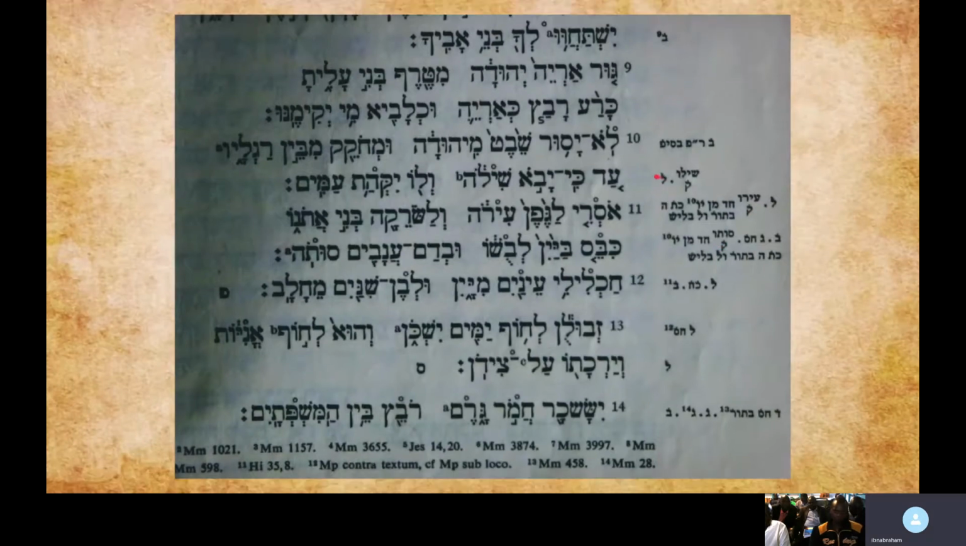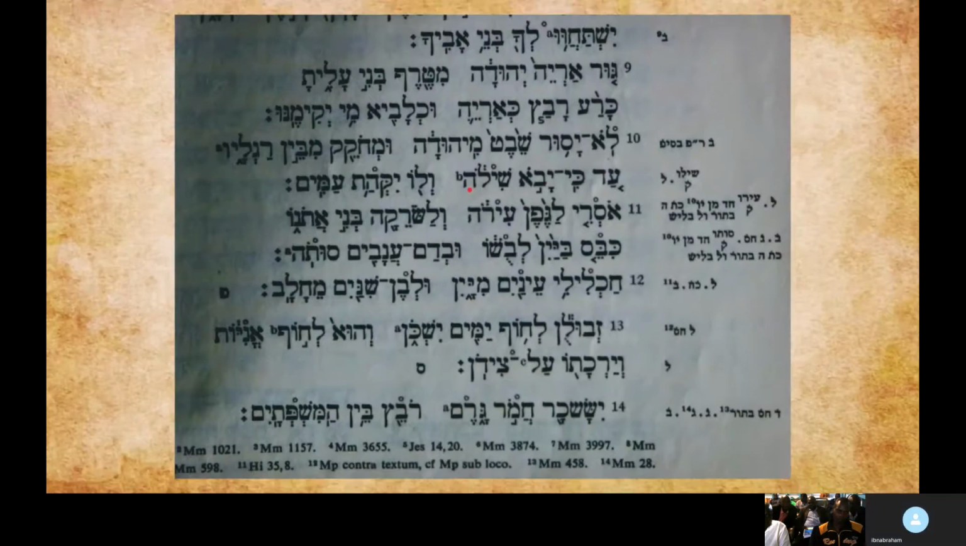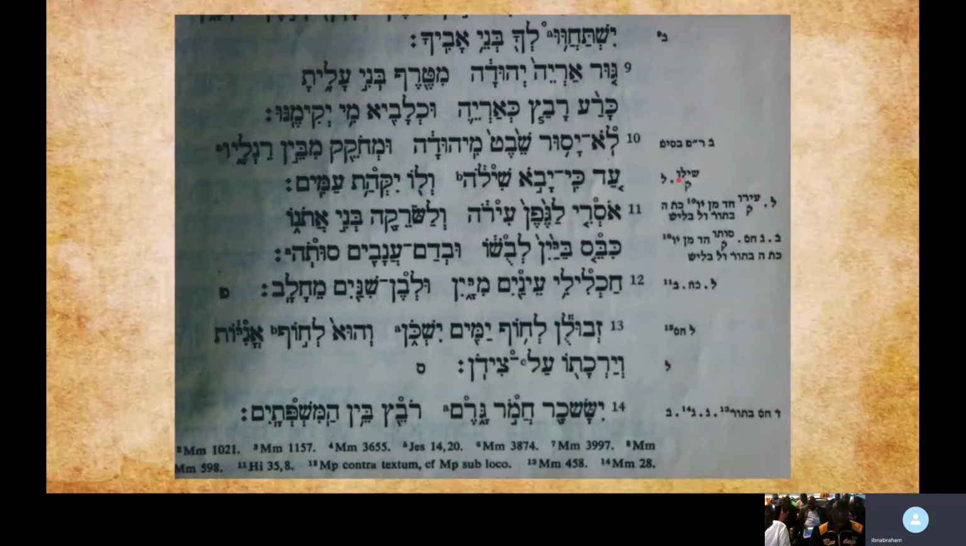So if we go into this text and we say, Ad ki yavo shilo. This is from Genesis chapter 49, verse 10. Until Shiloh comes, in the prophecy about Judah, Jacob's prophecy about Judah. This little note here says you should read Shiloh instead of Shelah.